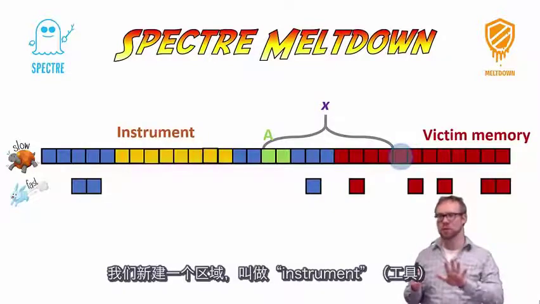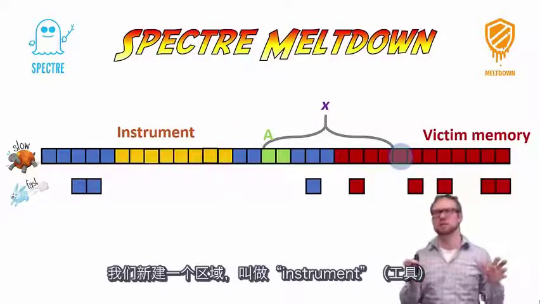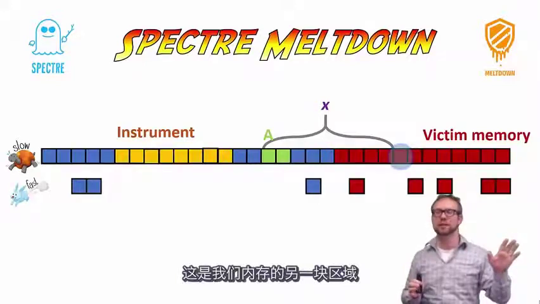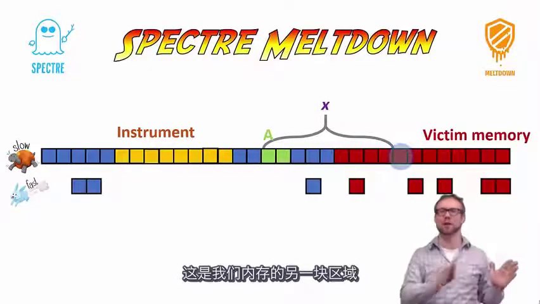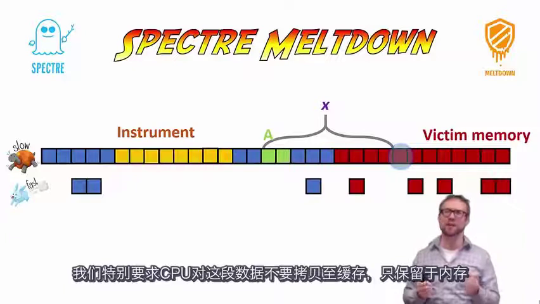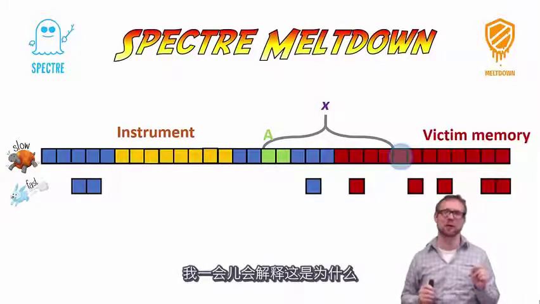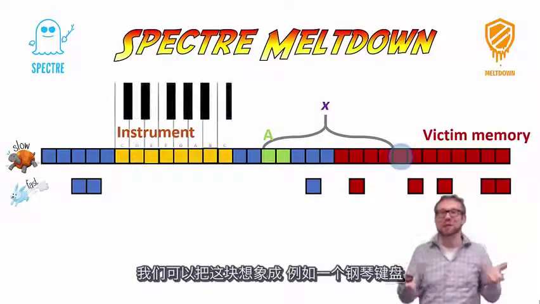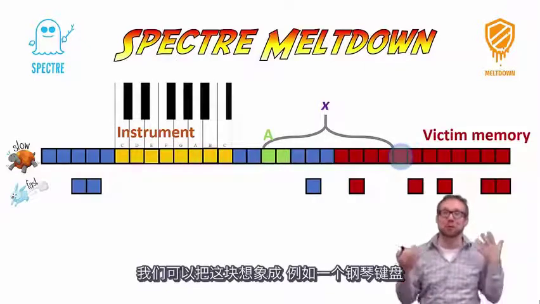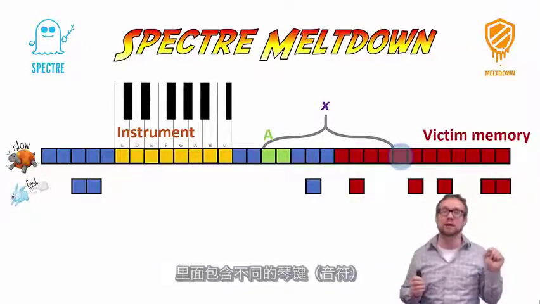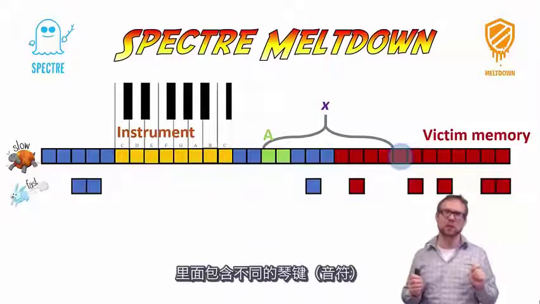I'm going to set up something called the instrument. It's another part of memory that we're keeping out of the cache. We specifically tell the CPU not to cache any of it. It's all in slow memory. But it's consecutive parts of memory. And I'll explain what this does in just a little bit. But when I say instrument, you could imagine it being actually something like a keyboard. That's how I think about it. It's different notes. And let's see how that plays out.